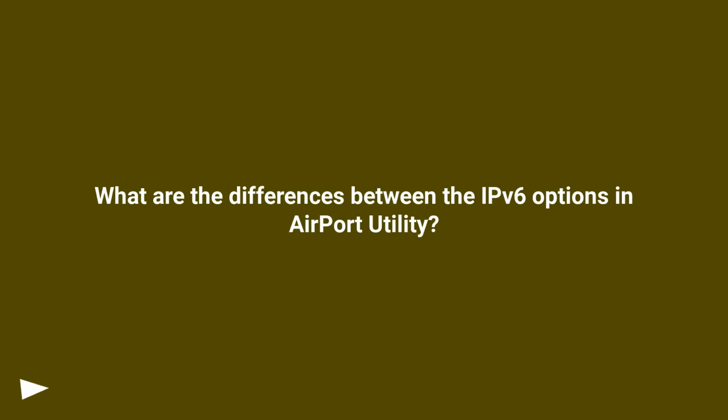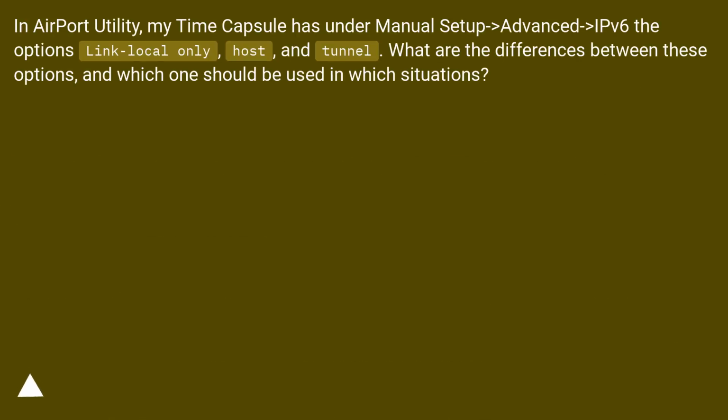What are the differences between the IPv6 options in AirPort Utility? In AirPort Utility, my Time Capsule, under Manual Setup, Advanced, IPv6, has the options Link-local only, Host, and Tunnel. What are the differences between these options, and which one should be used in which situations?